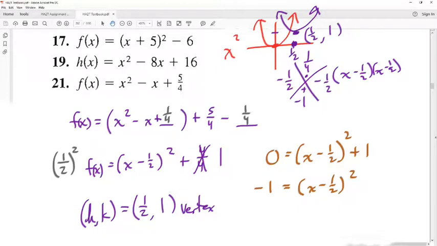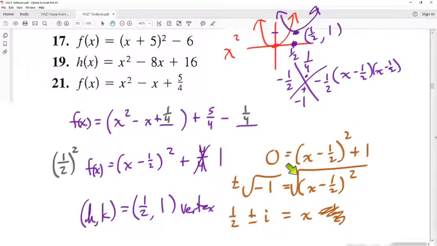Right. Okay, see, if I square root this, and I square root this, I would get plus or minus the square root of -1, which is plus or minus i. Once we are in the imaginary territory, we know that we do not have any x-intercepts. I would add 1/2 to both sides, and this is what I would get. I would get our zeros are 1/2 plus or minus i, which don't exist on a real graph. That's why we don't have any x-intercepts.